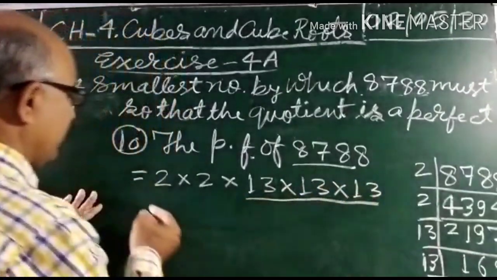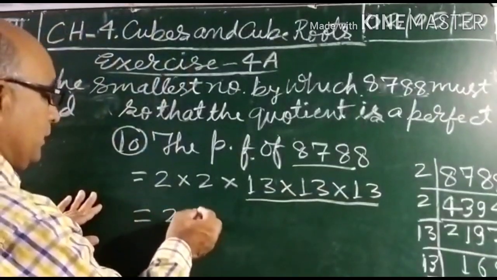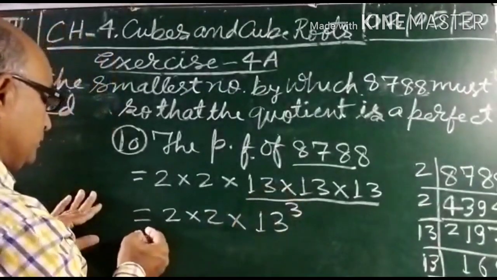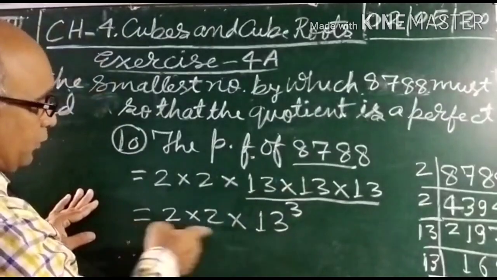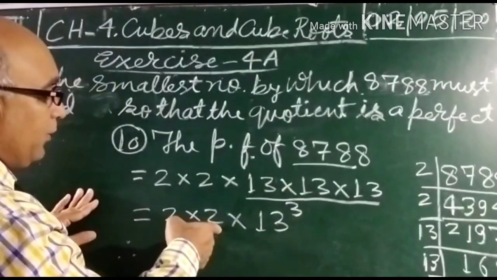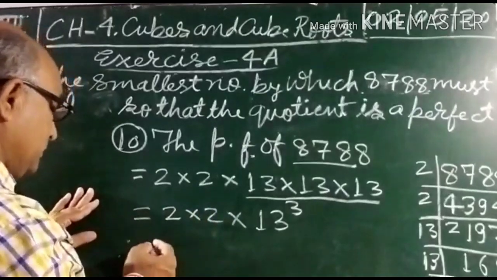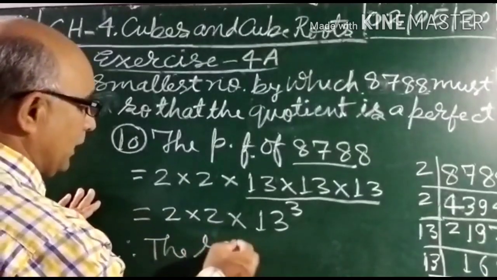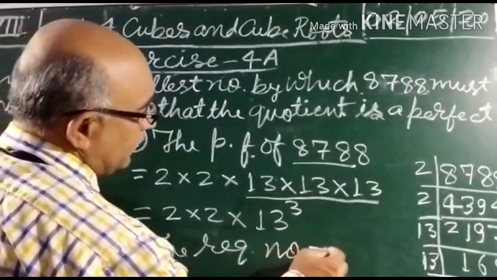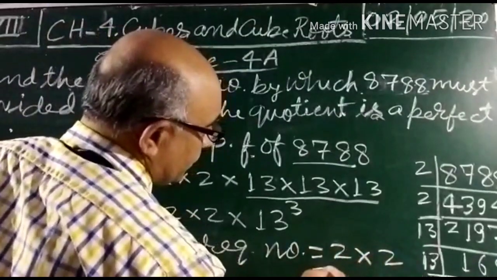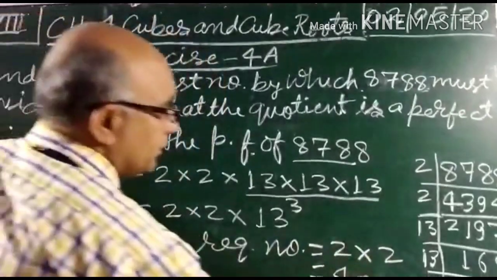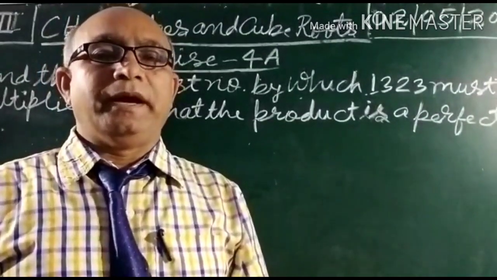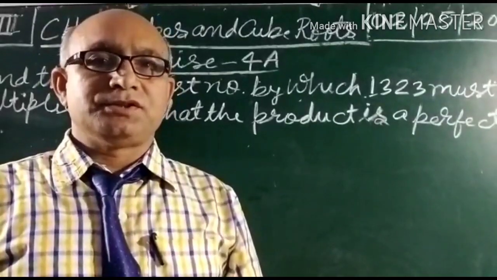So 13 is in a triplet. So 2 into 2 into 13 cube. Therefore, here 2 into 2 we have to remove. So it is divided by 2 into 2. Therefore, the required number equal to 2 into 2 equal to 4. Answer. My dear students, one question again, write on this board.